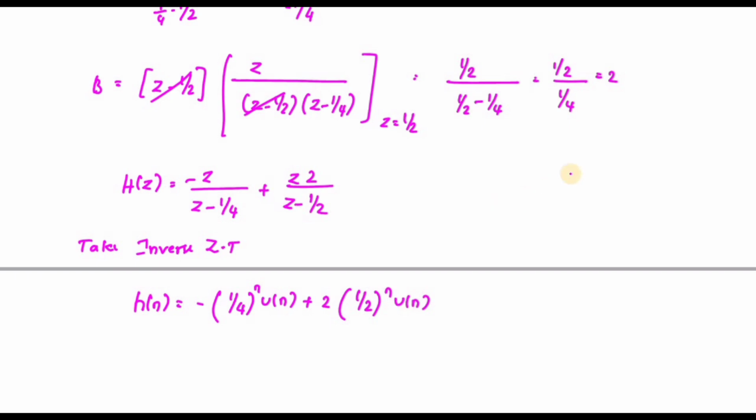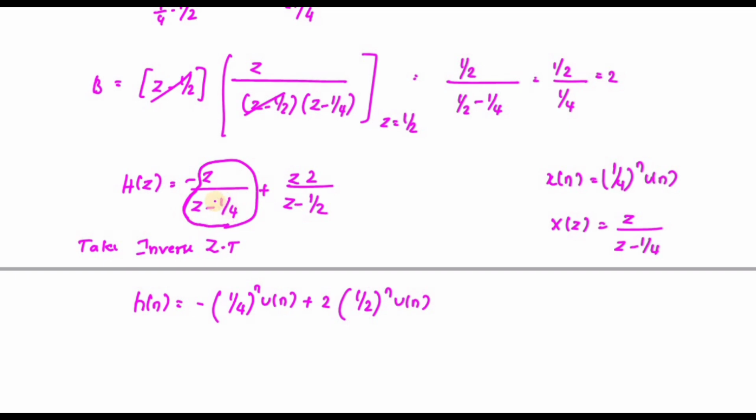So this is how you have to find the impulse response. So suppose x of n is equal to 1 by 4 power n u of n, you will get X of z is equal to z divided by z minus 1 by 4. So that is why I have taken z divided by z minus 1 by 4 as 1 by 4 power n u of n. Okay.